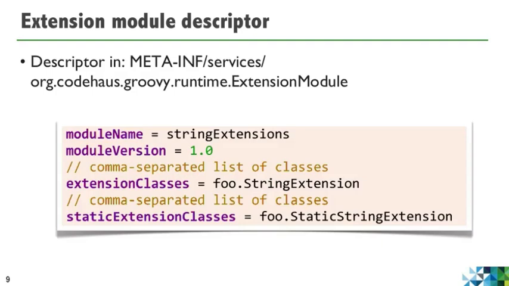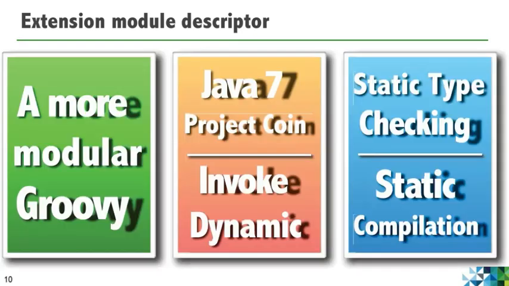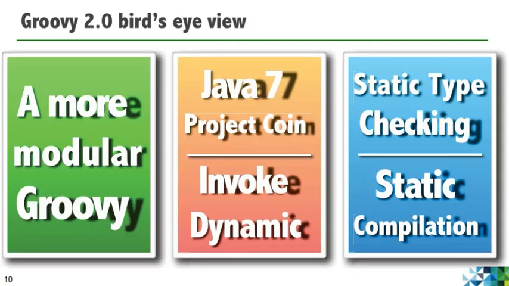extension methods. So this is how you can define your own modules that contribute additional methods to existing types. So if you want to enrich an existing type from the JDK, from third-party libraries, or even from your own jars, you can do so by creating your own extension module and defining those classes, as well as defining the extension module descriptor. So that's it for the Groovy modularity aspects.